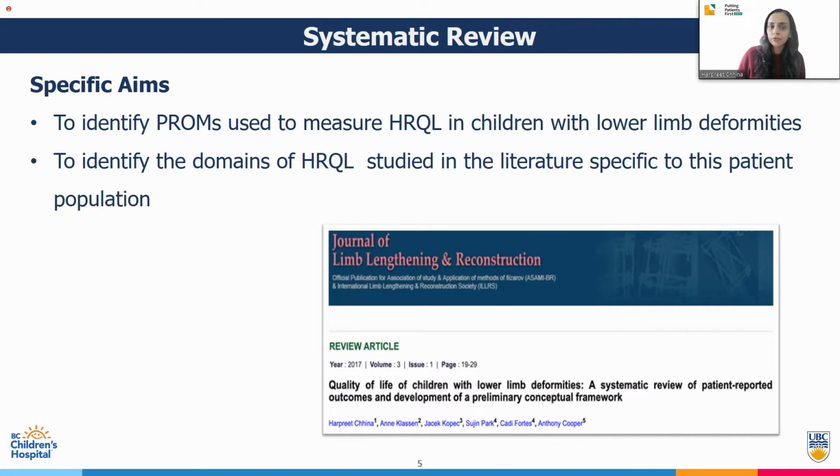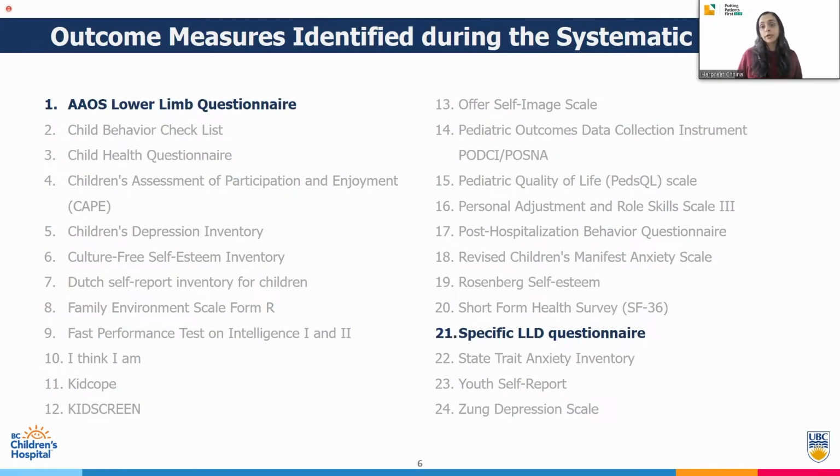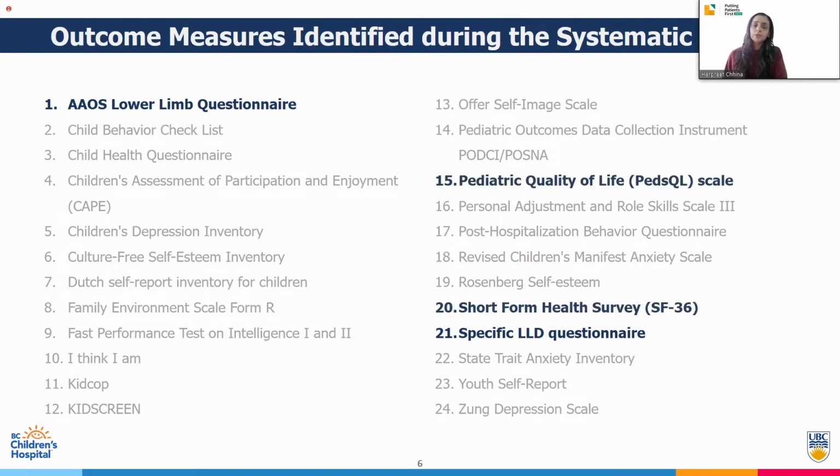We conducted a systematic review with this aim in mind to identify what is out there in the literature. Our systematic review showed us that the 10 studies in our systematic review had used 24 different outcome measures for this one patient population. And out of those 24, there were only 2 questionnaires that were specific to lower limb differences. But both of those questionnaires were either not designed specifically to be used in children, or there was no input received from children in the development of these questionnaires. There were also generic questionnaires like PedsQL and Short Form 36 that were used in this patient population.